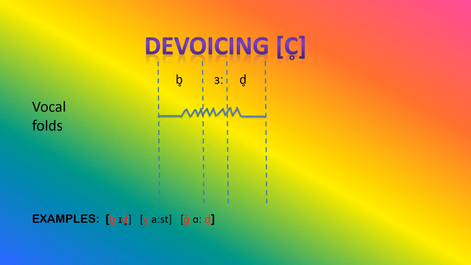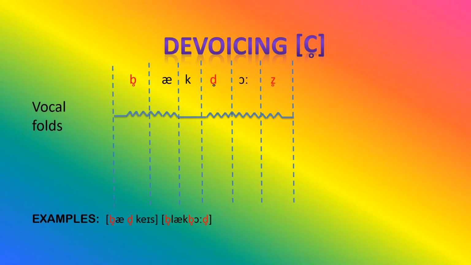This occurs when the voiced consonants are preceded or followed by silence, as is the case in the examples I present here, and it also affects voiced consonants which are preceded or followed by voiceless sounds. In all cases, it's a question of when the vocal folds start or stop vibrating.